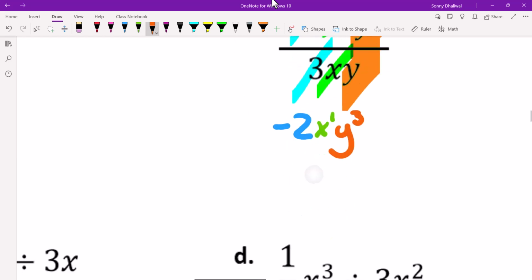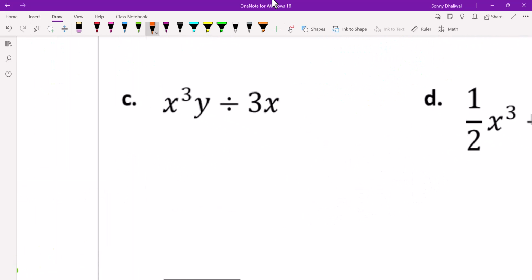Okay. So now, if you're given one like this, I highly suggest you write it as a fraction. So the first half is your numerator, second half is your denominator. It'll make it a little bit easier.